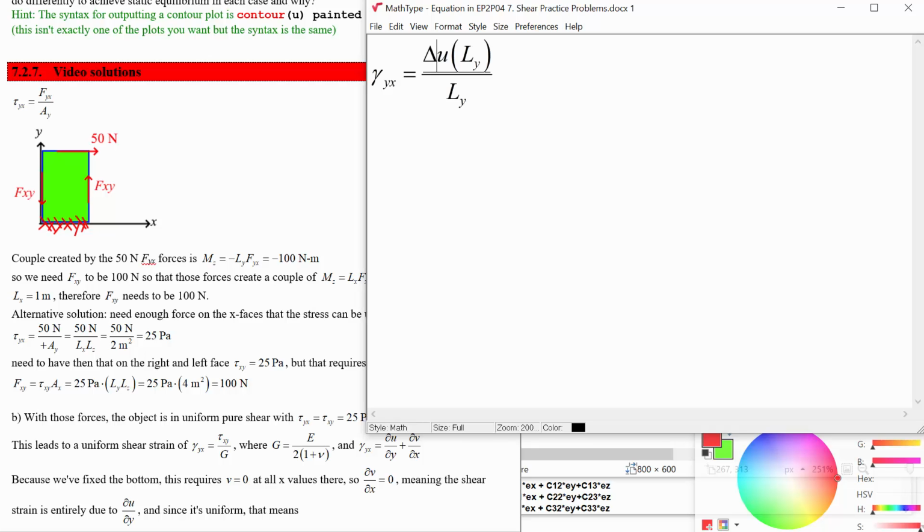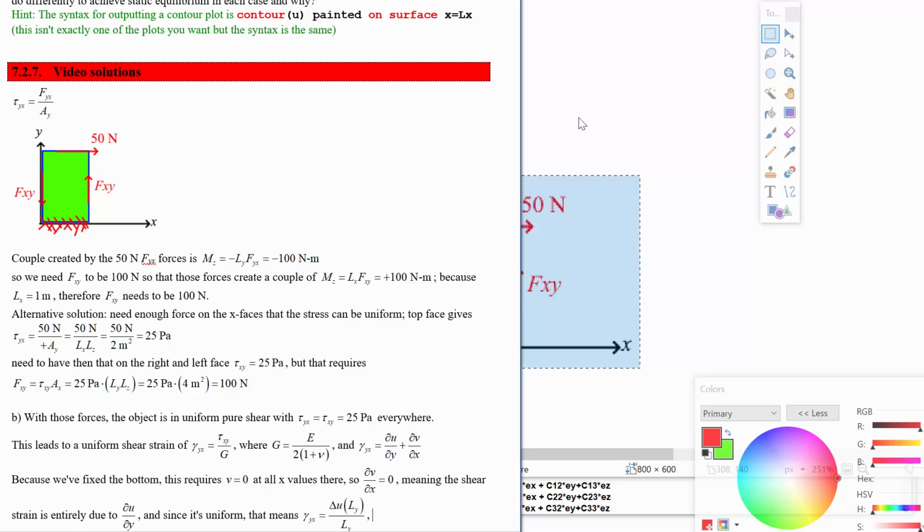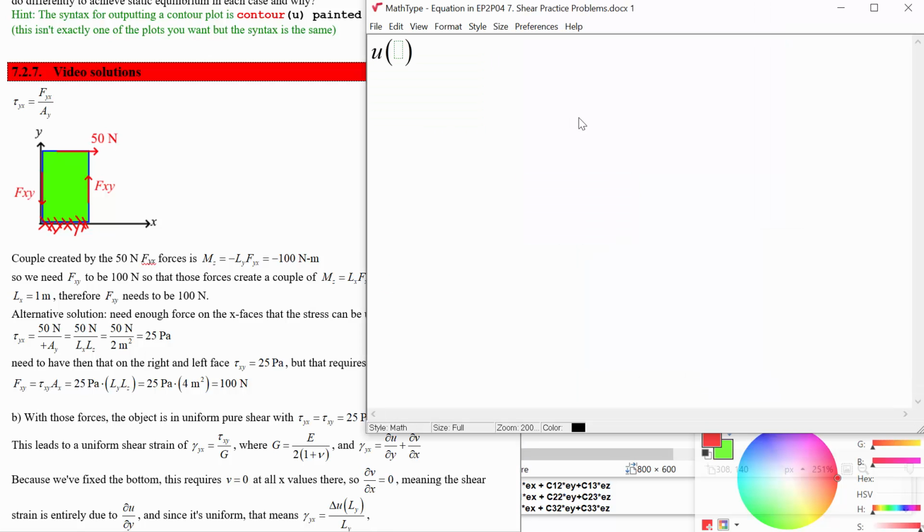Right, the total change in the x displacement when we get to the top surface, the displacement of the top surface, divided by the length, right? The change in displacement from the top to the bottom doesn't move, which is just going to be then U at the top, divided by the length in y.